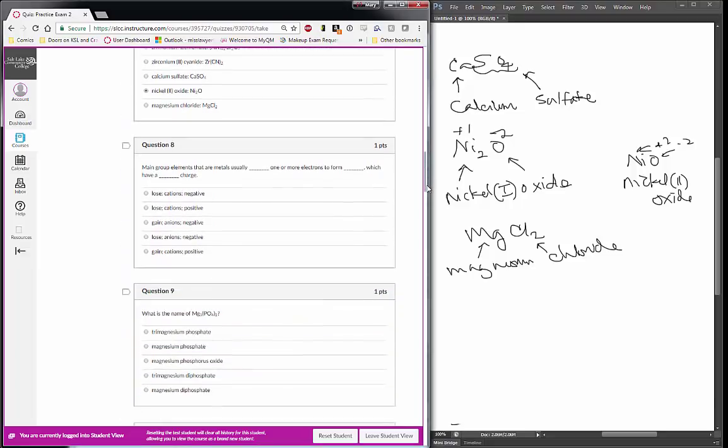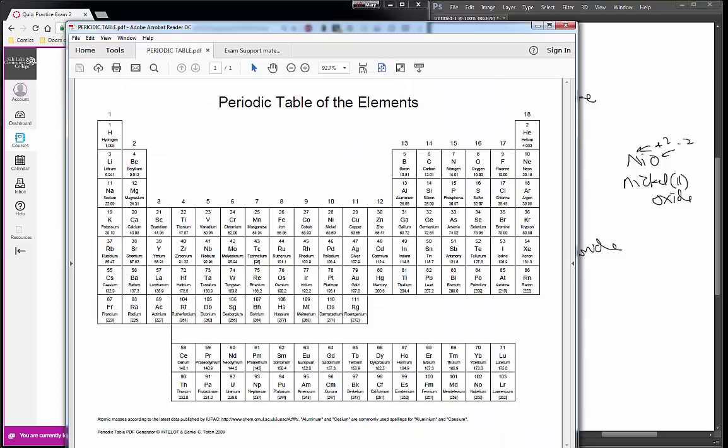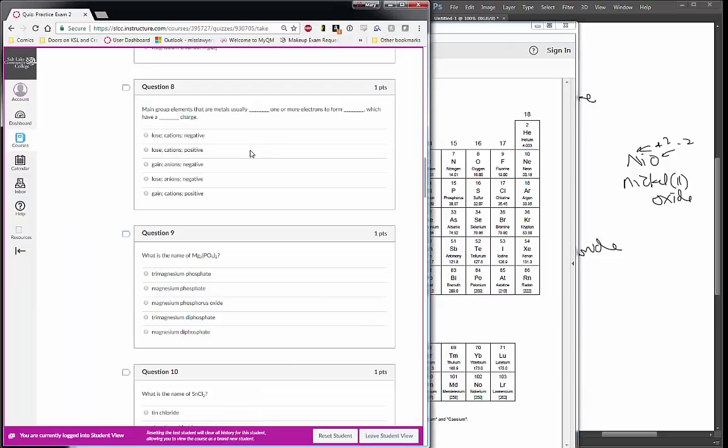Okay, next question. Main group elements that are metals usually do what with their electrons to form what, which have what kind of a charge? So main group elements, which are metals, here's a representative main group metal element, is sodium. Usually donates its electrons, so it can have fewer electrons, so it could be like neon. When it donates electrons, it loses a negative charge, and so it becomes a positive ion. So we call that a cation. Main group elements are metals that usually lose electrons to form cations, which have a positive charge. There we go.